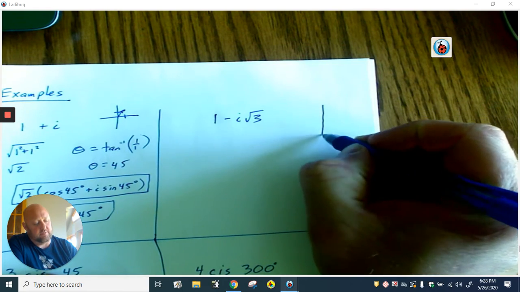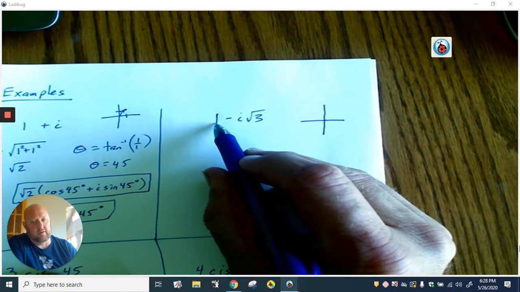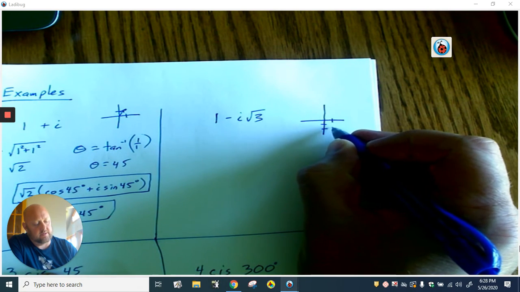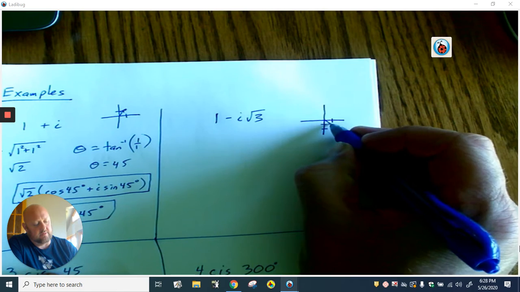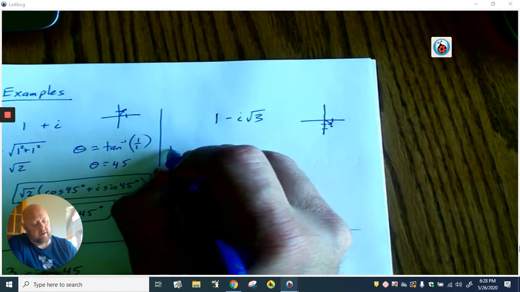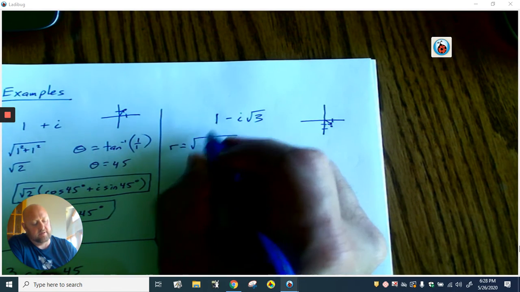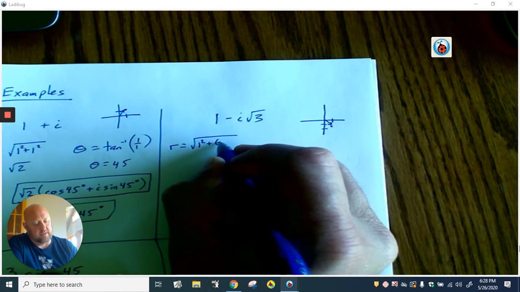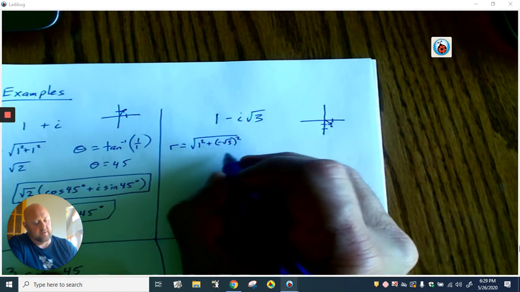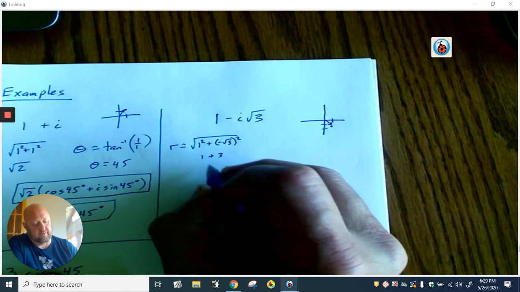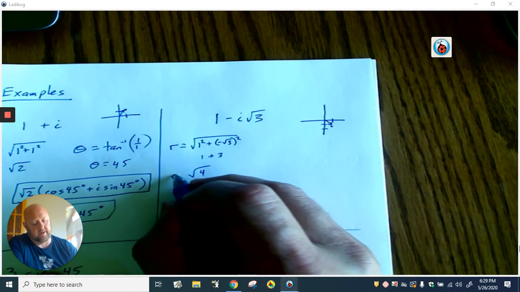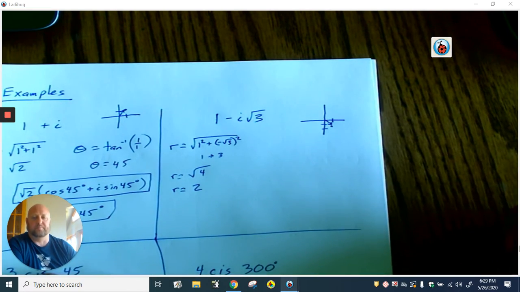Again, it's important to keep quadrant in mind here. So we'd be going right 1, down the square root of 3. So somewhere down here, right? So we're looking at the fourth quadrant. Again, we want to find our r value. So our r value would be the square root of a squared plus b squared. So 1 squared plus negative square root of 3 squared. Square root of 3 squared is 3. 3 plus 1 is 4. Square root of 4 would be 2. So our r value here is 2.